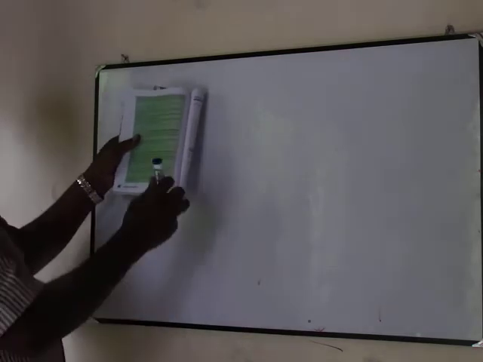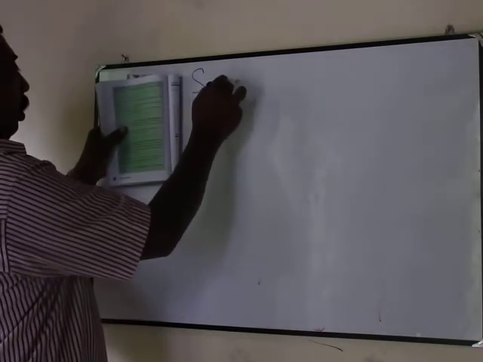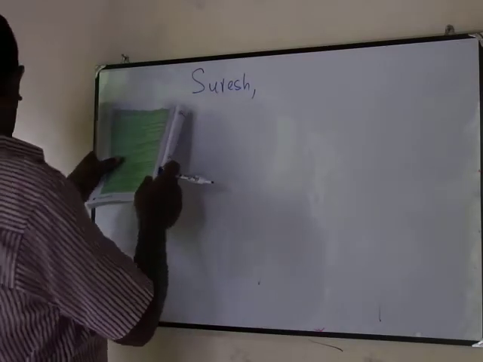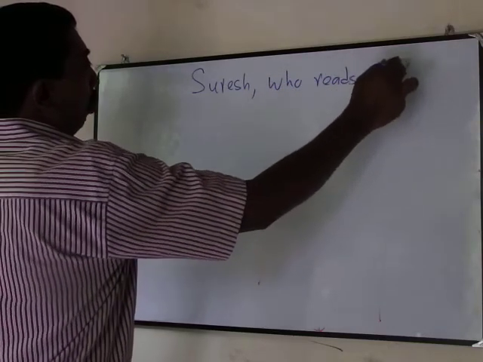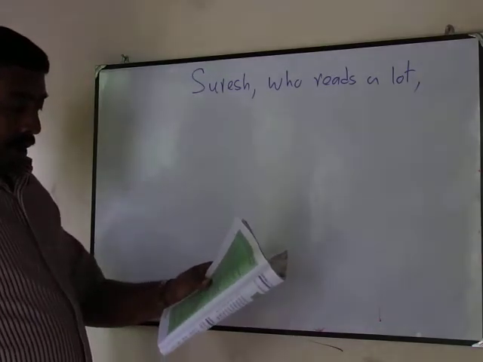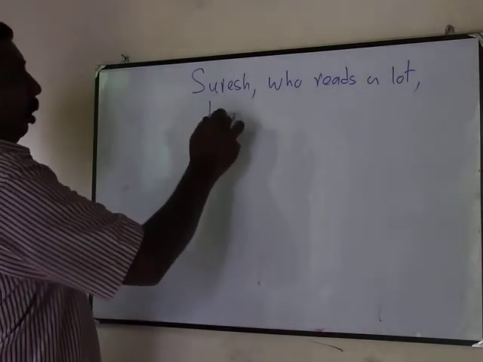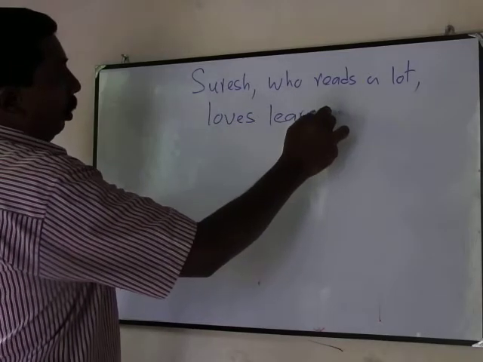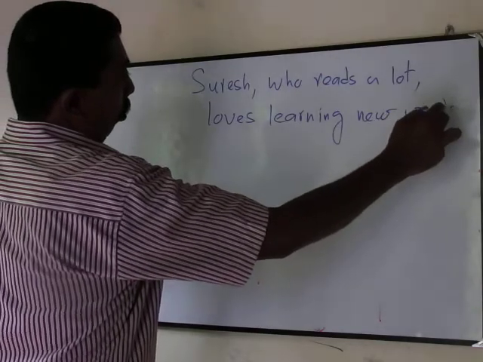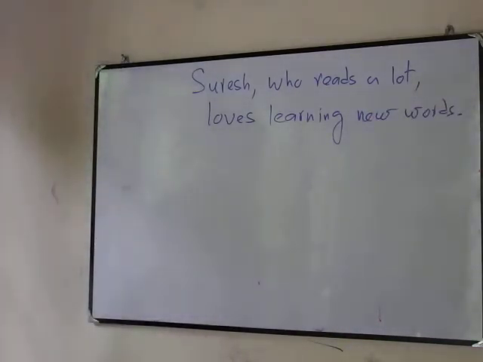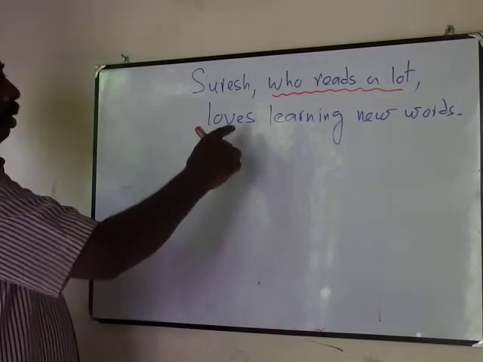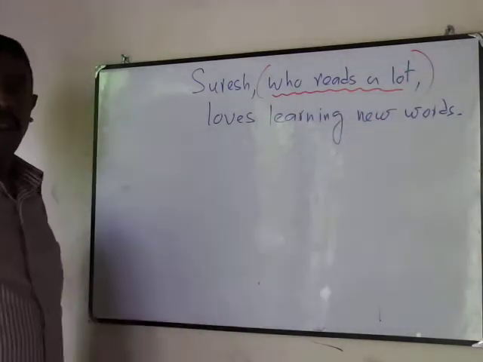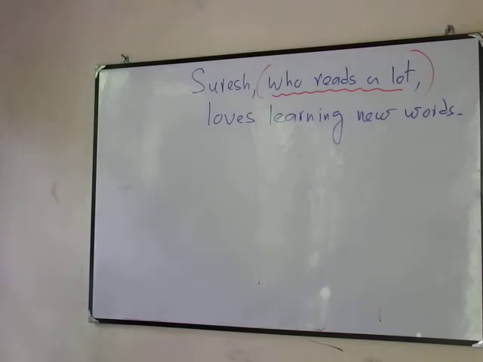For example, Suresh loves learning new words. Now, Suresh, who reads a lot, loves learning new words. Suresh, who reads a lot, is the relative clause. Pay attention.